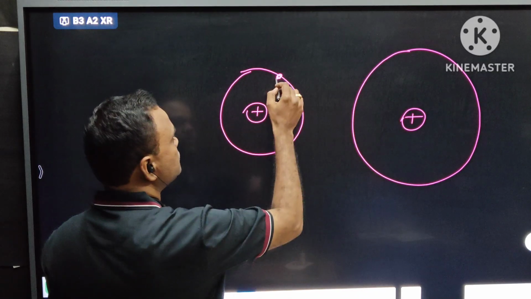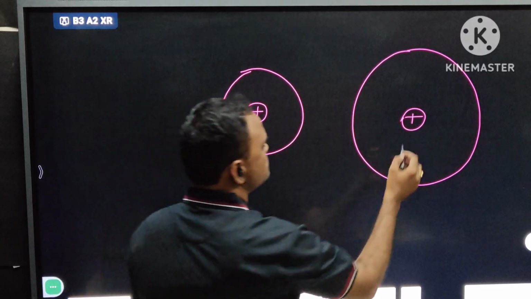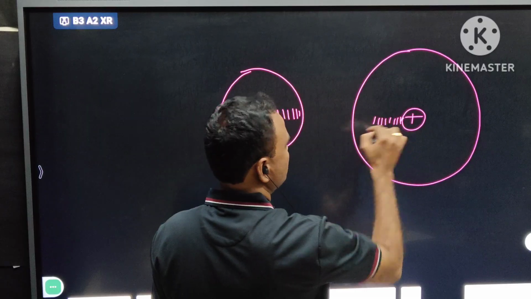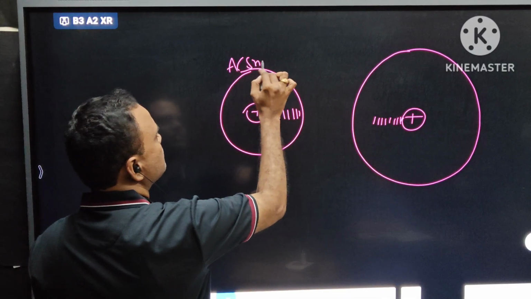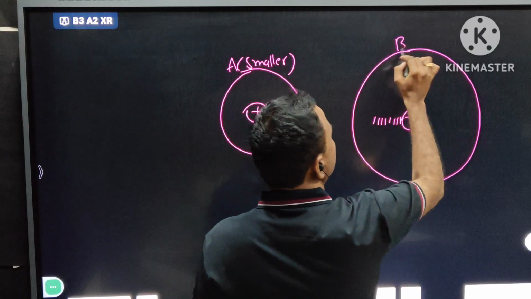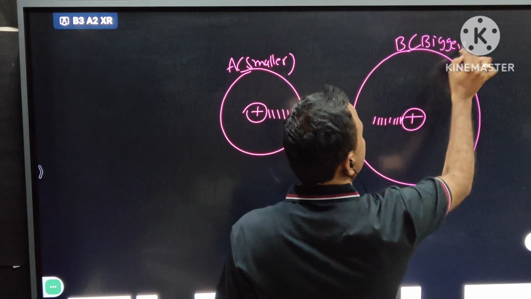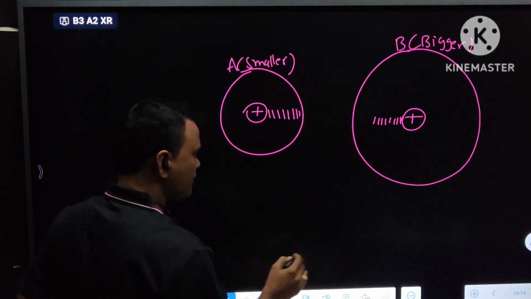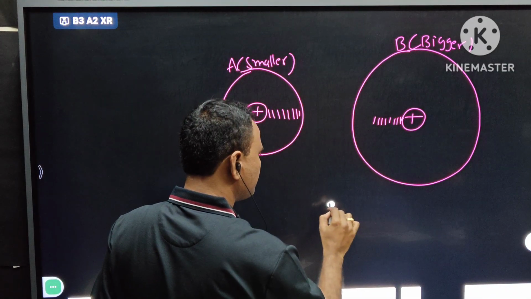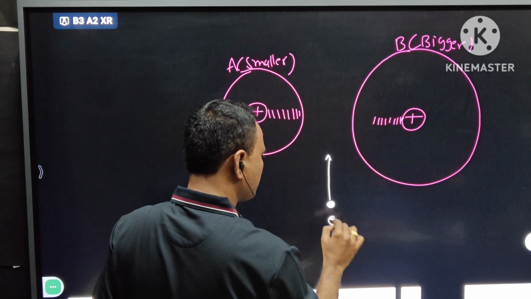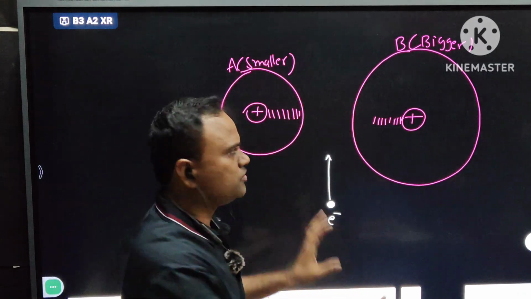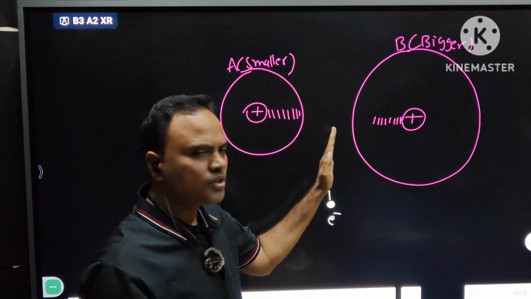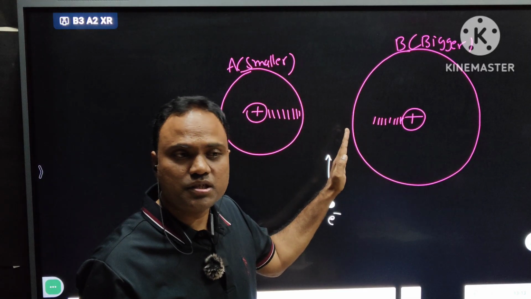Okay, just a second. Remove this. A is the smaller atom. B is the bigger atom. Let us consider one electron is going in this way. Just assume we have two atoms, one smaller atom and one bigger atom. The electron is going in this direction. It will be attracted by which atom easily?